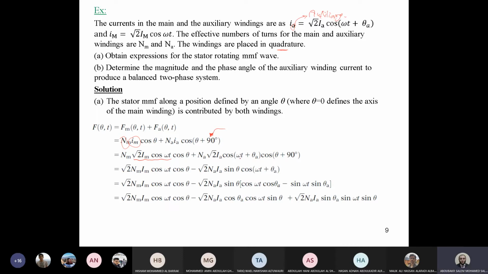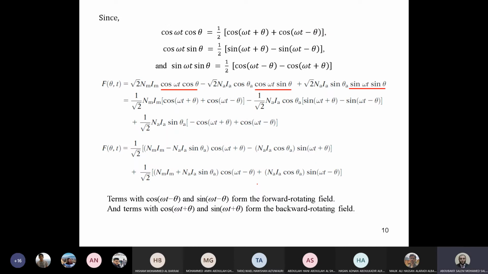Now you have this function. You can start modifying this function. We have here cosine, and here cosine omega t plus theta, cosine theta plus 90. And you can follow the steps here in the derivation until reaching the final form of our relation. The final form of our relation will be like that: F of theta and t.